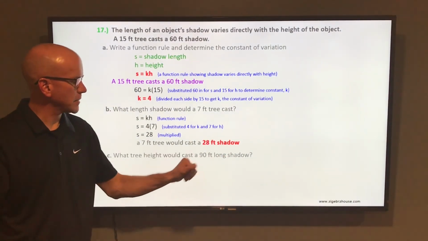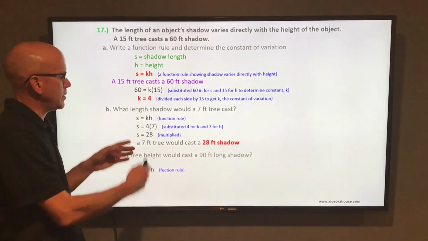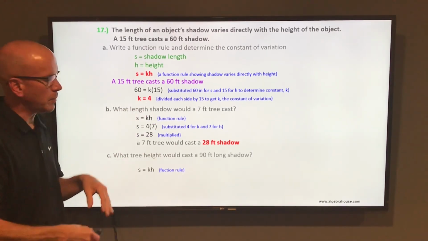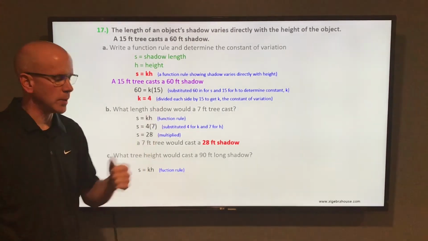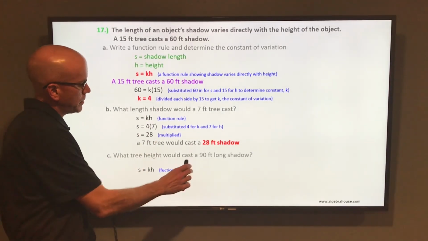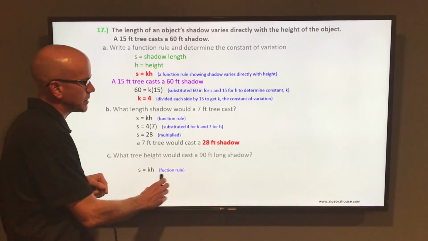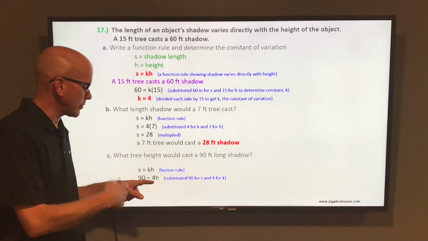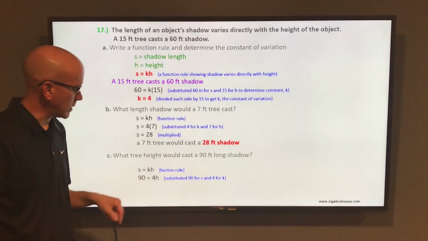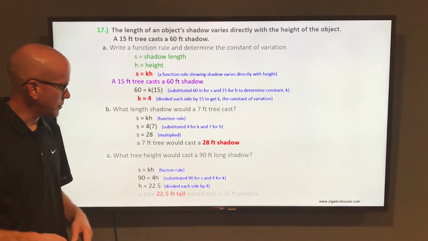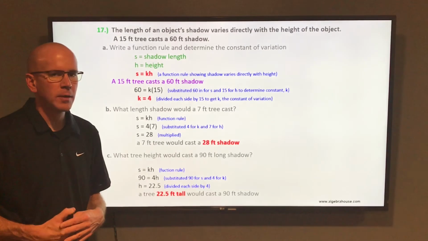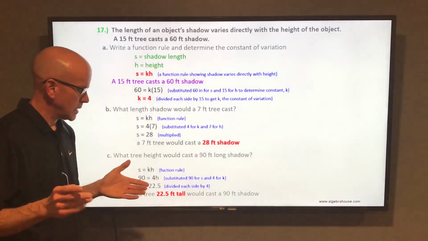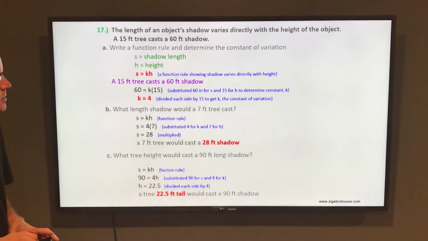Finally, what tree height would cast a 90-foot long shadow? Well, again, you could use this S equals KH. You know that K is 4. No matter what you're finding, K is always going to be 4 in this situation. So put 4 in for K. You need to find the tree height. We're going to find H this time, given a 90-foot shadow. So put 90 in for S. Again, that 4 goes in for the constant of variation K. And we'll be finding the height. Divide each side by 4. There's the height of the tree with a 90-foot shadow, 22.5 feet tall, which happens to be 22 feet. How many inches? 6. 22.5 feet, 22 feet, 6 inches for that tree.